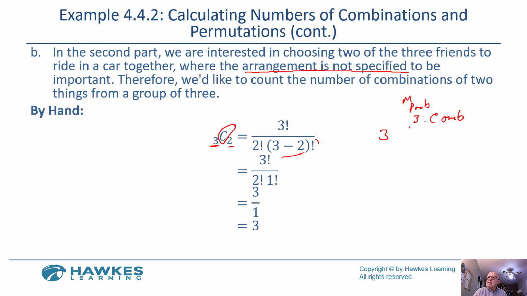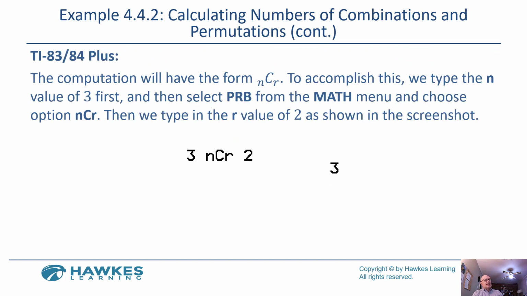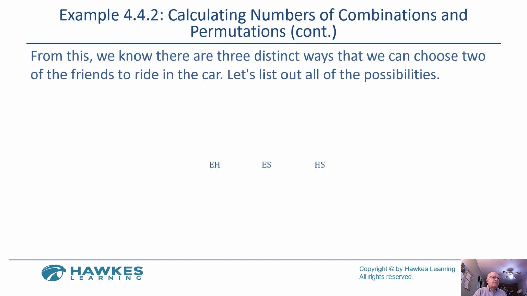And that'll put C and R here. And then you put in the 2 because you're having 2 friends. Hit enter, and you'll get the 3. Just like that. And there are the 3 ways.